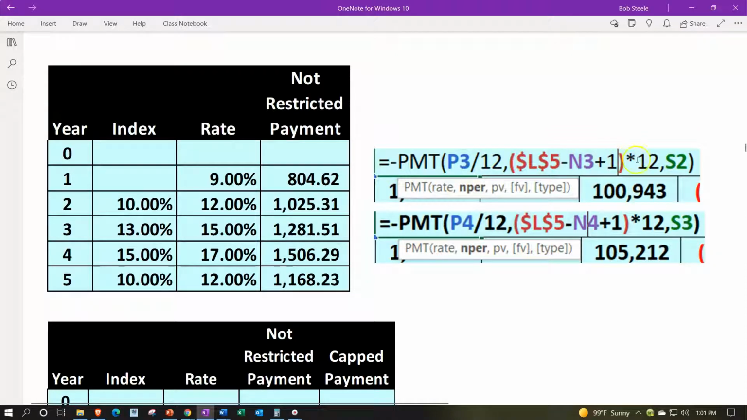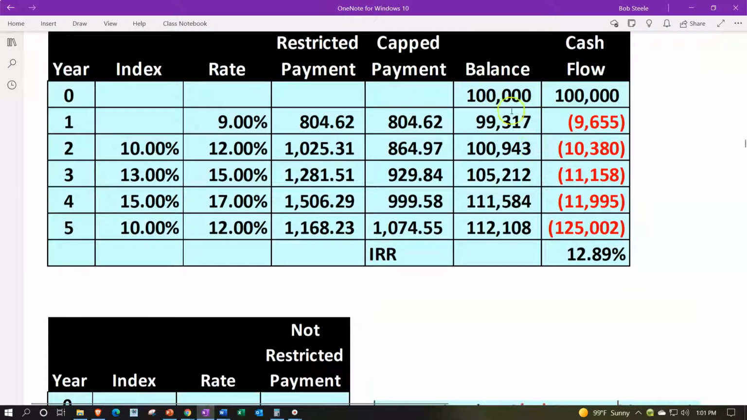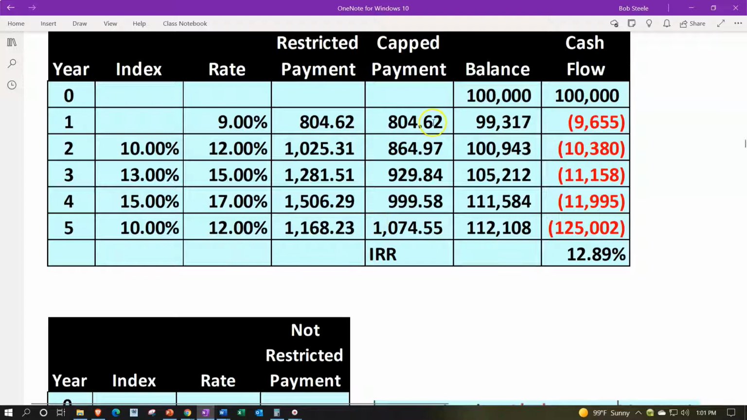Brackets, multiply times 12 to get to the number of months, in essence 360, instead of the years, comma, the present value. The present value would be the prior loan balance, which we can get up here. That would be the prior balance of the table, getting us to then that 804.62. Now, note that you can copy this formula down. It would be this formula down right here, but it will be dependent on the ending balance over here. So then it's going to look funny.